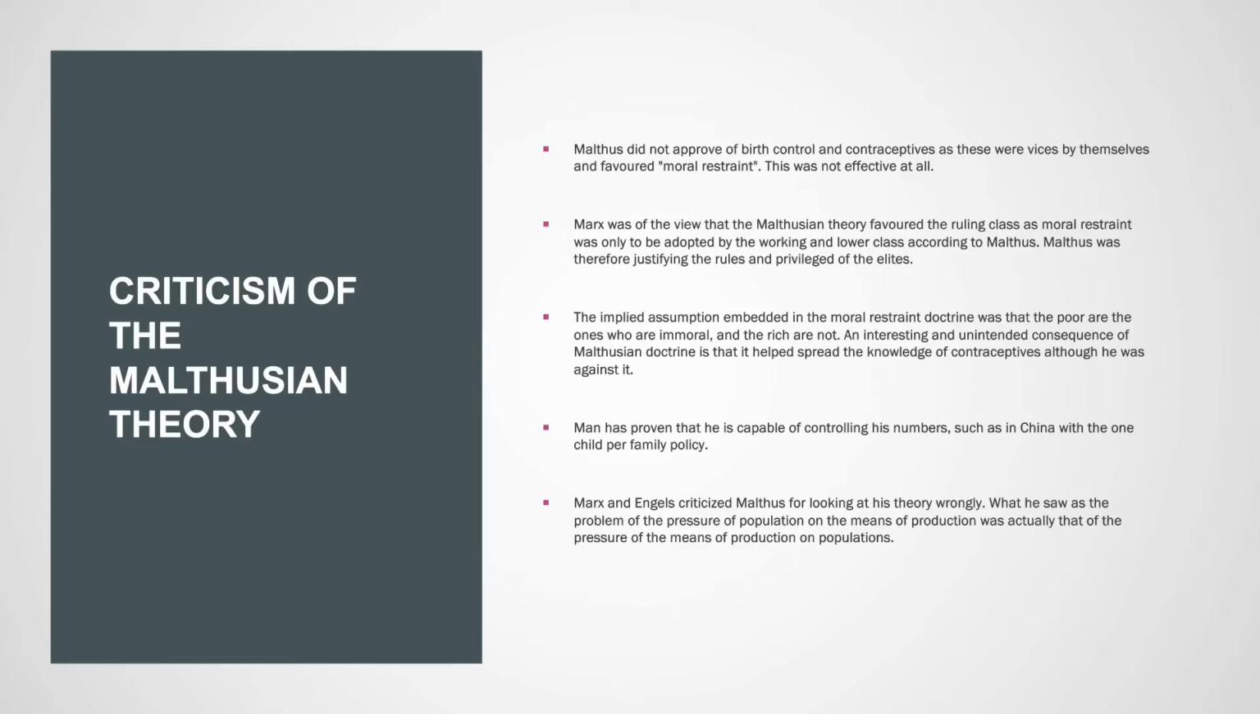Marx and Engels criticized Malthus for looking at his theory wrongfully. What he saw as the problem of the pressure of population on the means of production was actually that of the pressure of the means of production on the population. So here they're really saying that you can't necessarily say that there is an overpopulation. It's not overpopulation that is occurring. It's the fact that the resources within a country are not being evenly distributed.